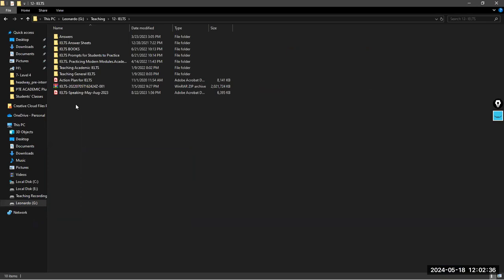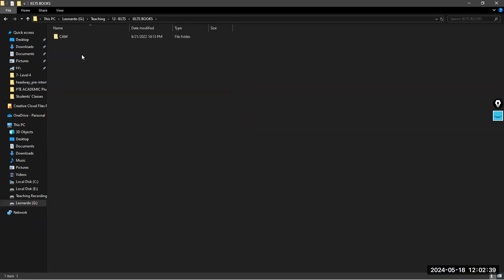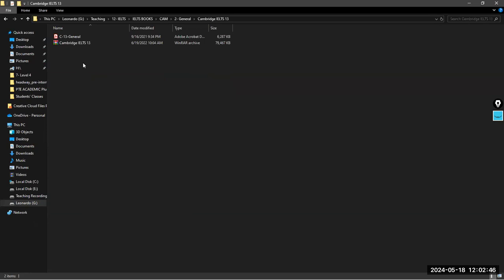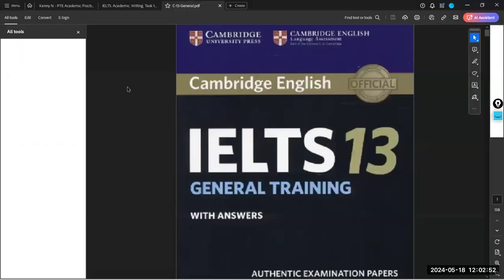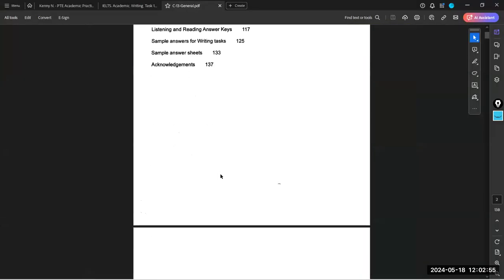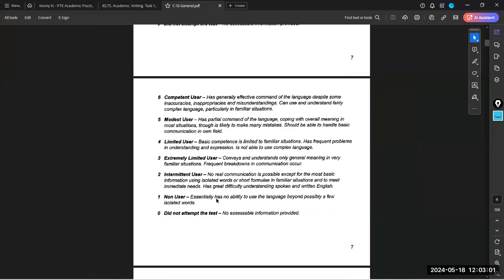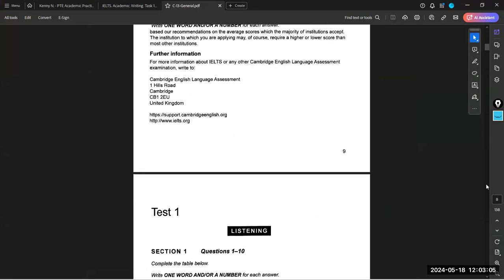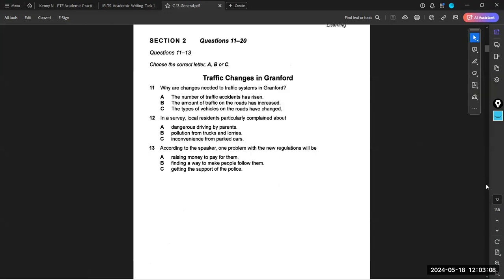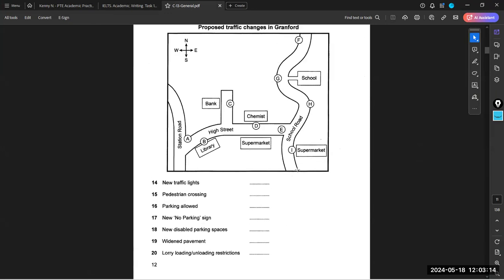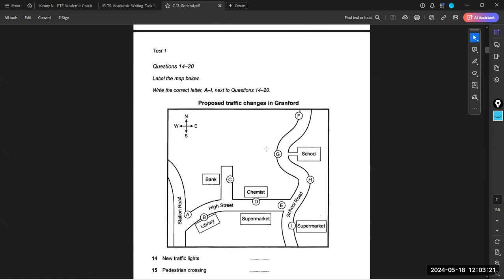So let me open the book. I think we are in Cambridge 13. This is Cambridge 13. And the test is maybe the first test. Let me check the test and the point that we have stopped. No, let me go down. Yeah, exactly. We have done all of these. And we finished talking about this map. Okay, so this is the map that we have previously practiced. Now I think it's the time just to go down to the next module.